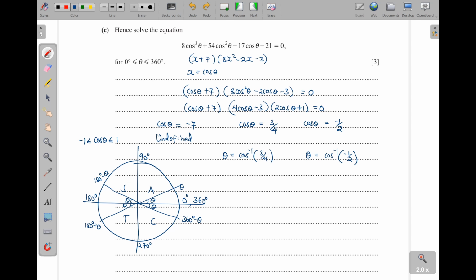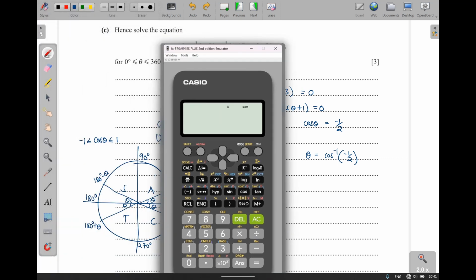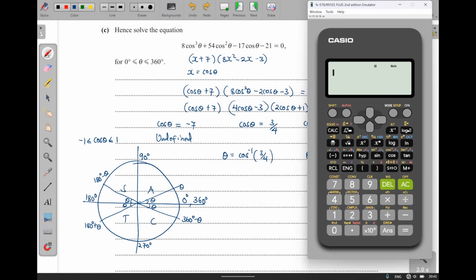Okay. Now here, arc cos of 3/4. Since this one is positive, we are going to go to the quadrants where cosine is positive, and cosine is positive in the first quadrant and fourth quadrant. So after getting the acute angle from here, we shall subtract it from 360. Okay. So since the domain is given in degrees, your calculator must be in degrees. Don't put your answer in radians.